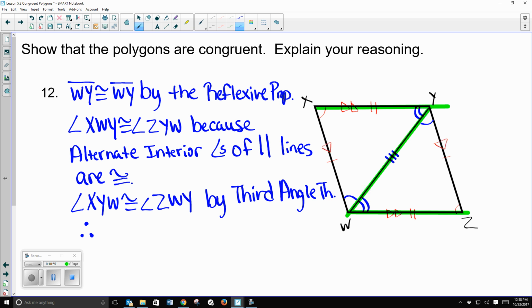Therefore, triangle XYW, we need the congruence statement, is congruent to... Now the order of congruence of the first triangle does not matter, but the order of the second triangle matters. Because whatever is congruent to X has got to be first. Whatever is congruent to Y has to be second. Whatever is congruent to W has to be third. So that would be Z, W, Y.